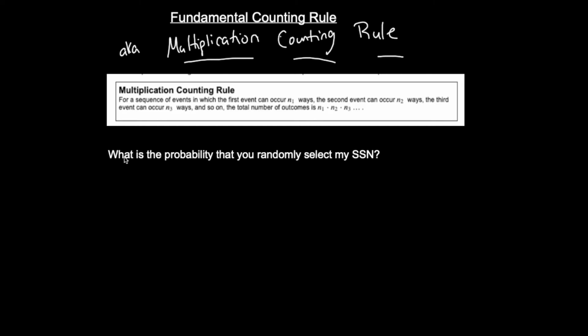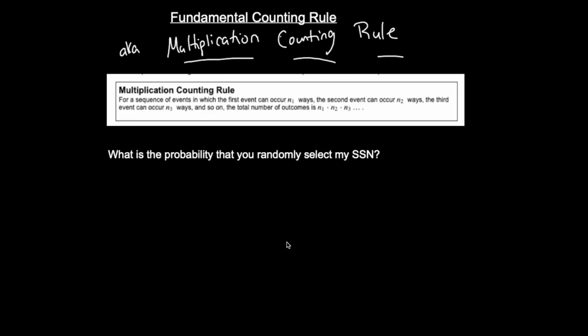Here's an example dealing with that. What is the probability that you randomly select my social security number? Now the book usually talks about the president's social security number. It consists of 9 digits in a particular order, and repetition of digits is allowed. If you randomly select all the 9 digits in the social security number, what is the probability of getting the social security number of the president? Well, I'm going to say mine, because politics right now is too crazy.